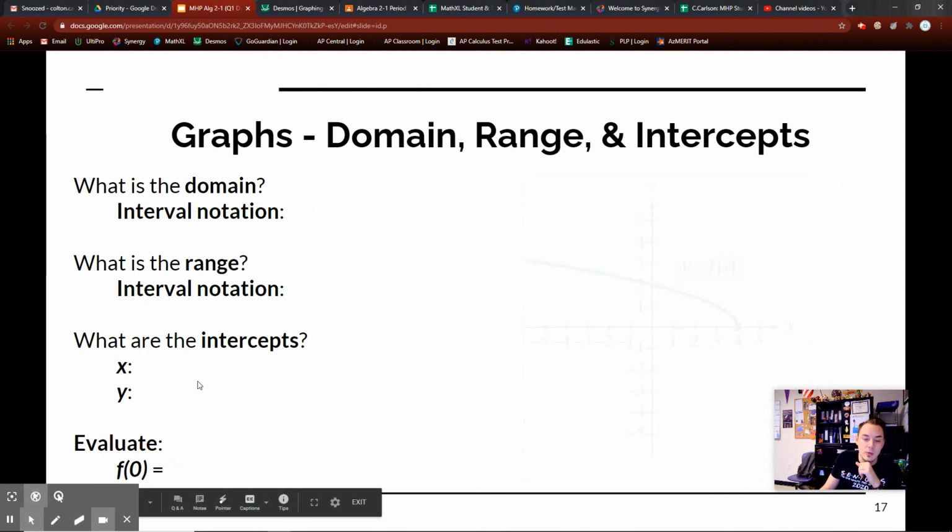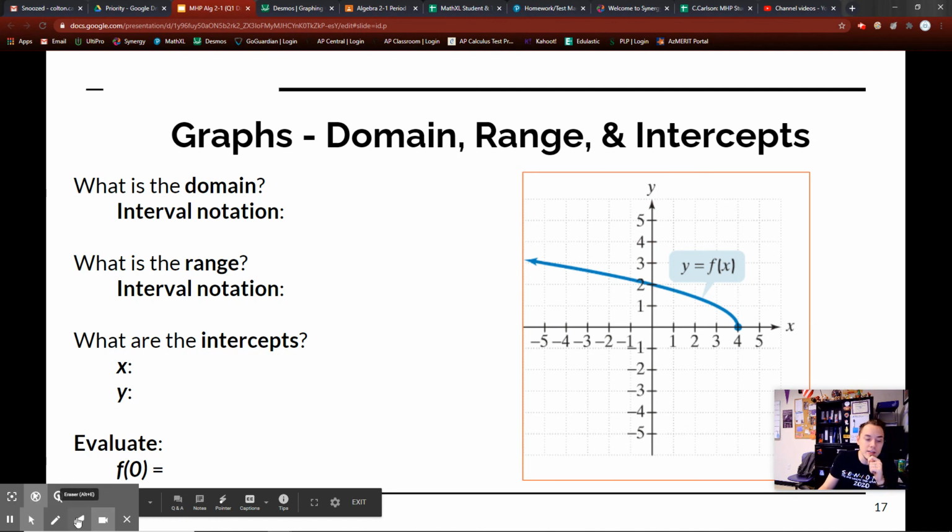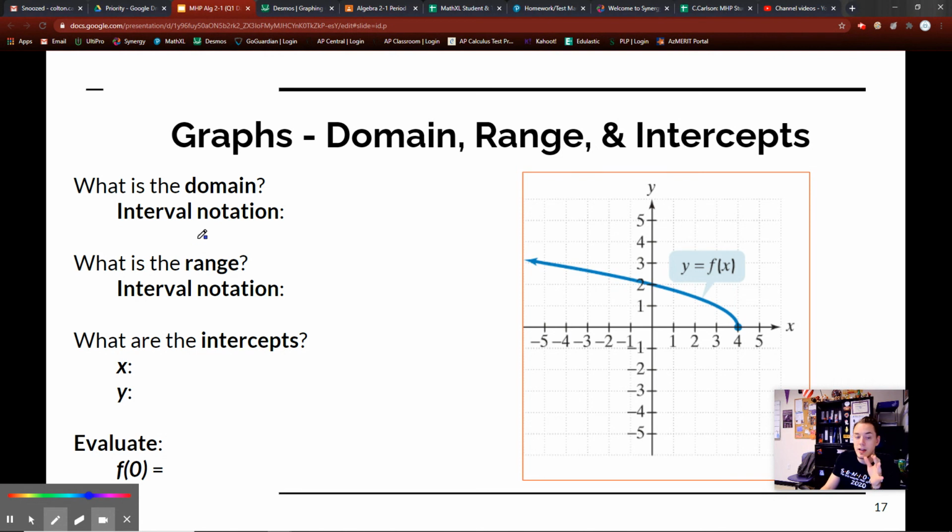This is our last one. I want to see if you guys can do it by yourself. So go ahead and pause the video, see if you can get the domain, the range, the intercepts, and evaluate for me.